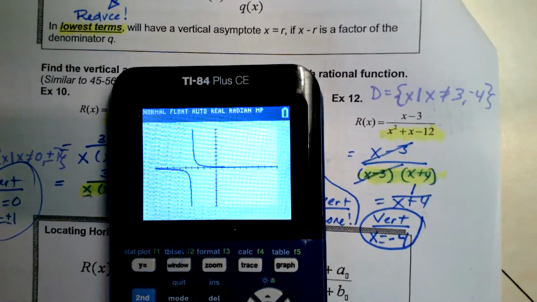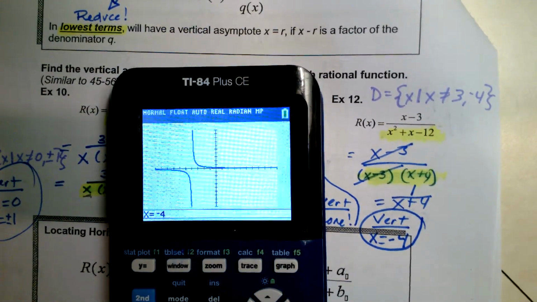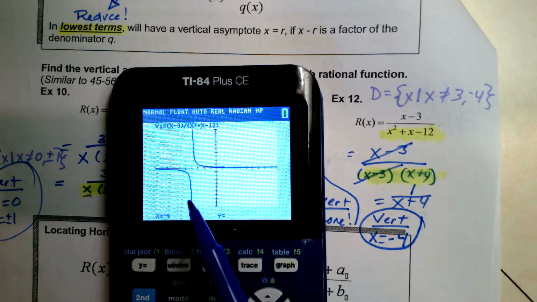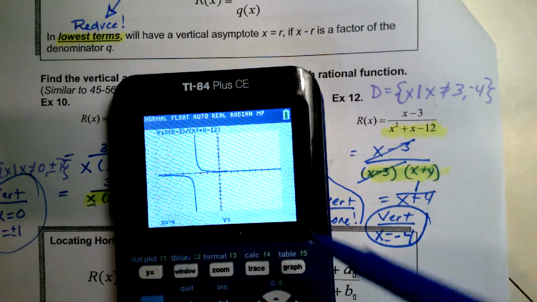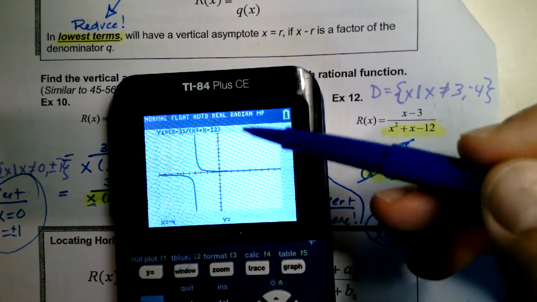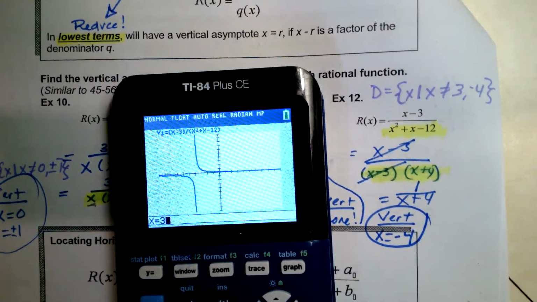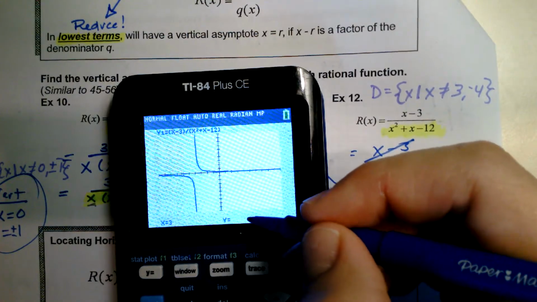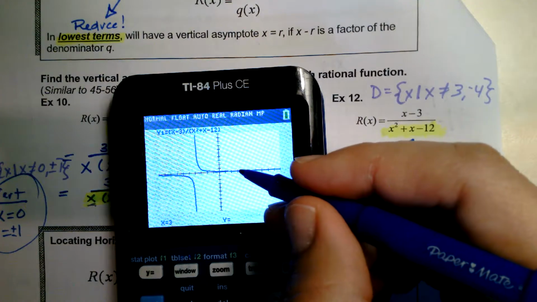All right. So at negative 4, if I go second trace value, negative 4, I shouldn't get anything. It's a restriction in my domain. There's an asymptote there. But when I look at 3, I can definitely tell there is no asymptote type of graph going on. Okay? So when I go second trace value 3, there's still a big old nothing right there. So my question to you is, what do you think is going on right there?